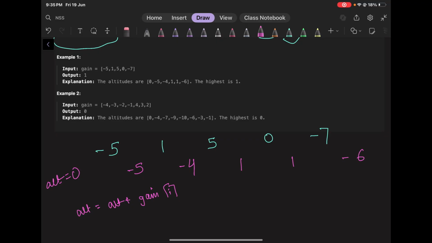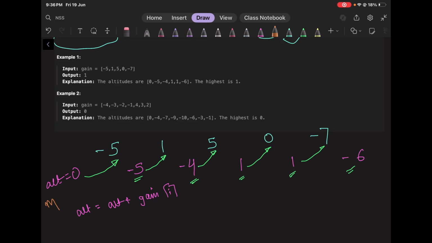Okay, so when my rider goes initially at altitude 0, the gain is minus 5. So my net altitude is minus 5. Post that, he gets a gain of 1, resulting in an altitude of negative 4. Following which he gains a gain of 5, leading to an altitude of 1. Later he earned a gain of 0. The altitude remains constant. Post that, the gain is negative 7, so my final altitude is minus 6.